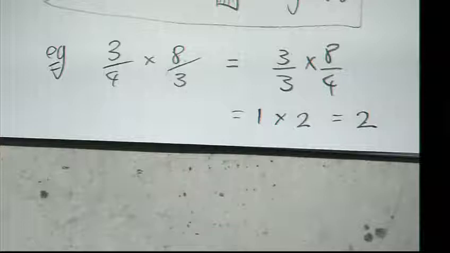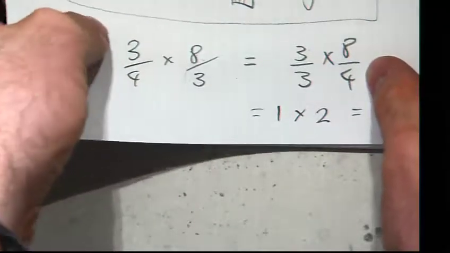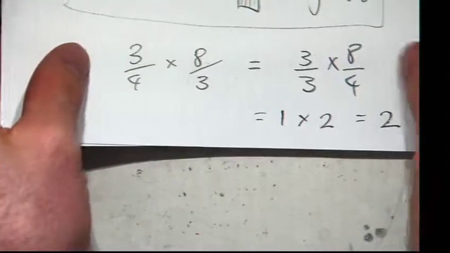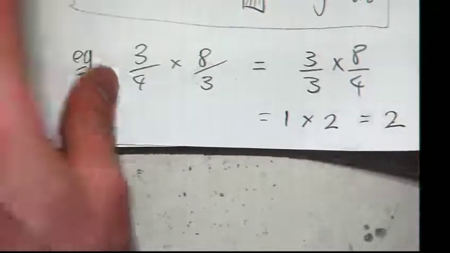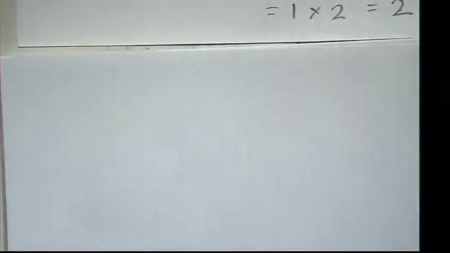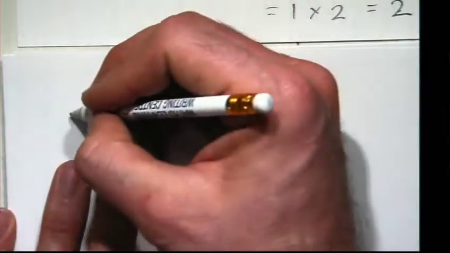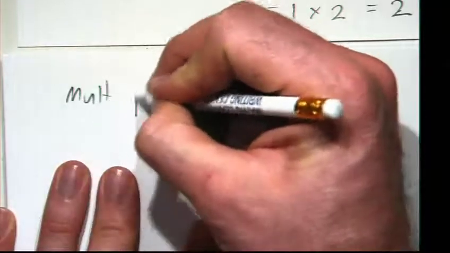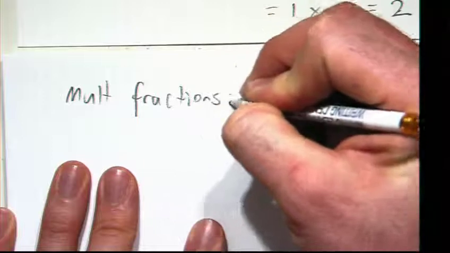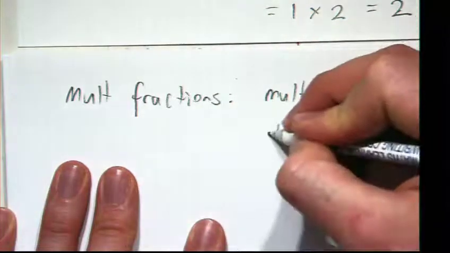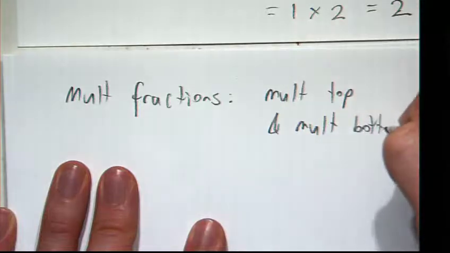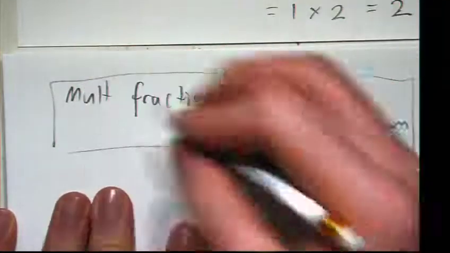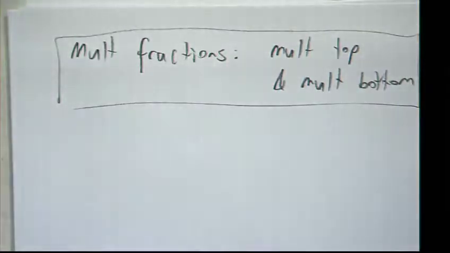The other way is to realise that if you have multiple things on the bottom of fractions and it's all times, you can times the tops and times the bottoms. And it works in both directions. So multiplication of fractions, remember that you multiply the tops and you multiply the bottoms. But what that means is that you can split things apart and move things around if you need to make it easier for you to do.